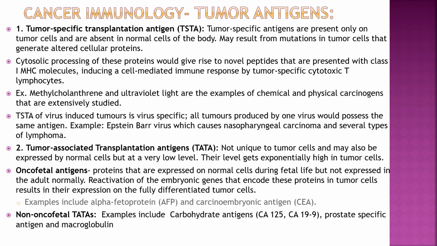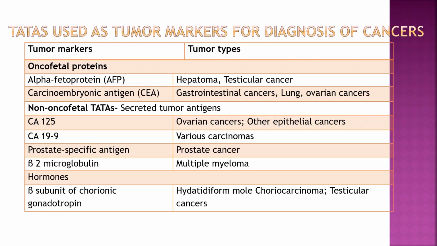Examples are alpha-fetoprotein and carcinoembryonic antigen, CEA. Non-oncofetal examples are carbohydrate antigens CA125 and CA19-9, prostate-specific antigen, and beta-2 microglobulin. Tumor markers are used for diagnosis of cancer.